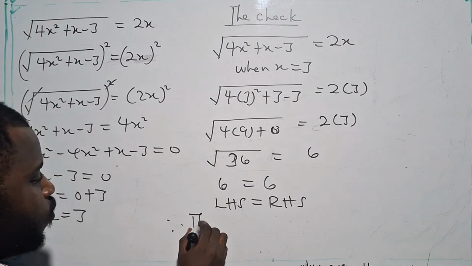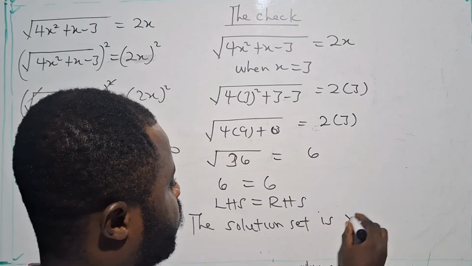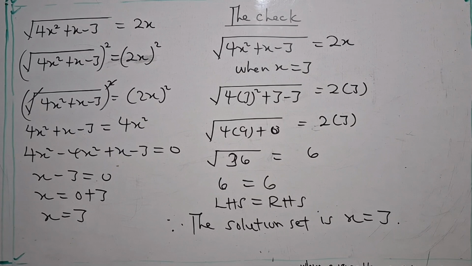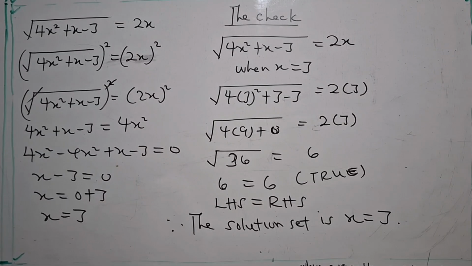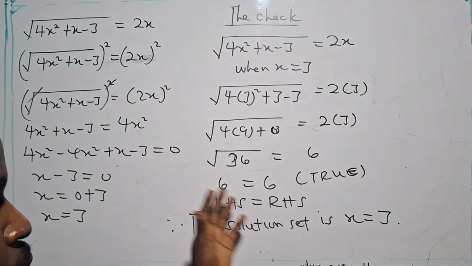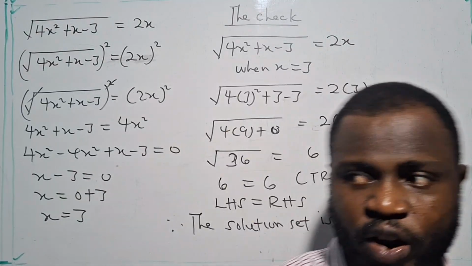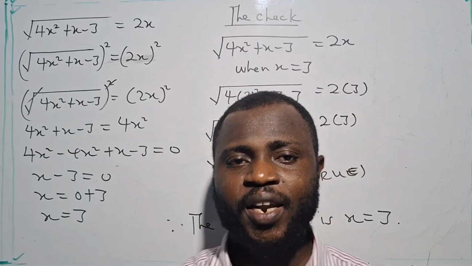So therefore the solution set is x is equal to 3. Yes, x is equal to 3. So this is the solution set for this question. The solution set is when x is equal to 3. So that one makes the equation true. So this brings us to the end of the radical equation type 1. So we are going to treat type 2 in our next lesson.